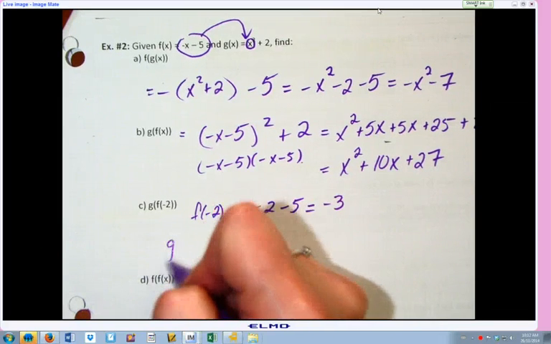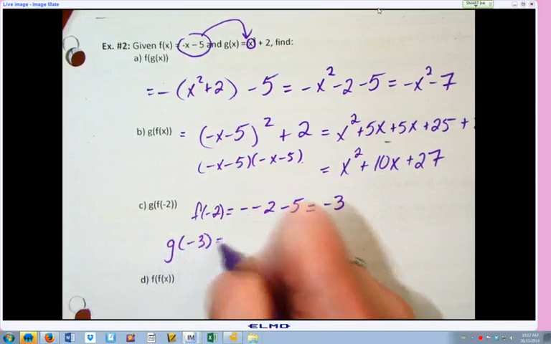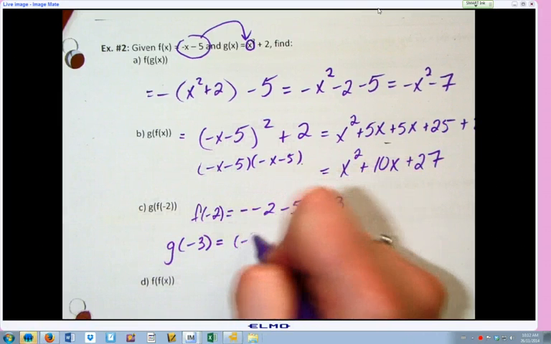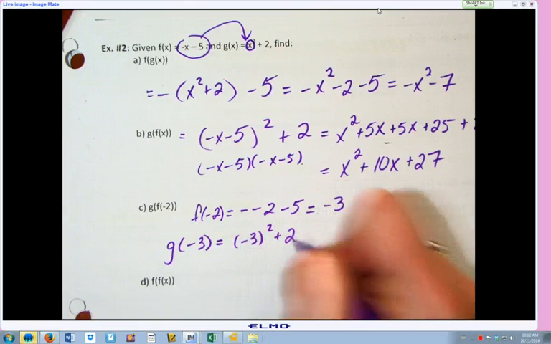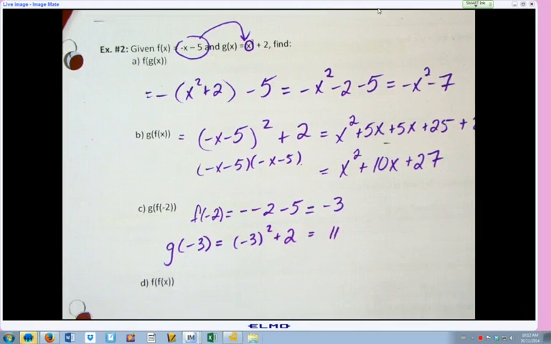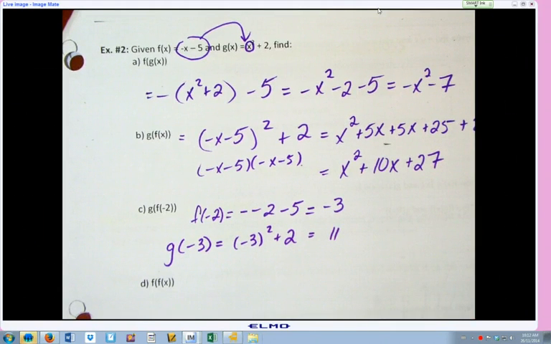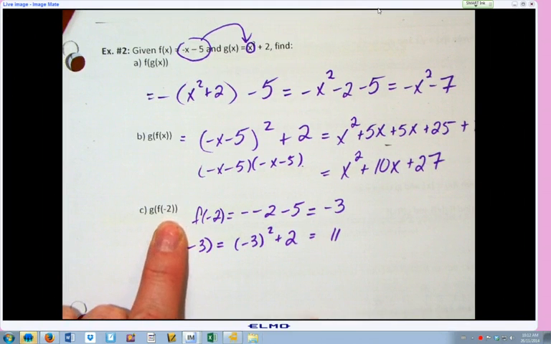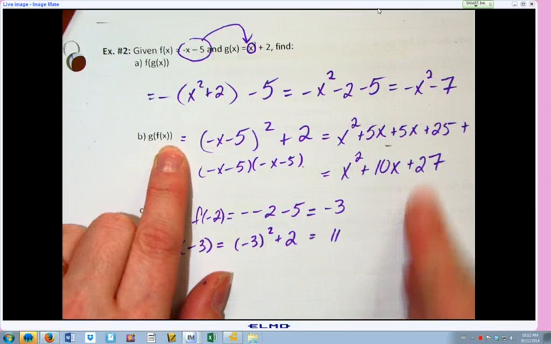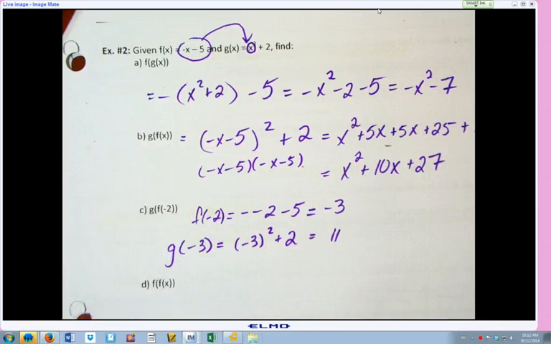So that means now the question is asking for g of negative 3. What does that mean? Go to g, put in minus 3. Offer of 11? I agree. So just like yesterday, if there's a number in the question, your answer is going to be a number. If there's x in the question, there's going to be x in your answers.